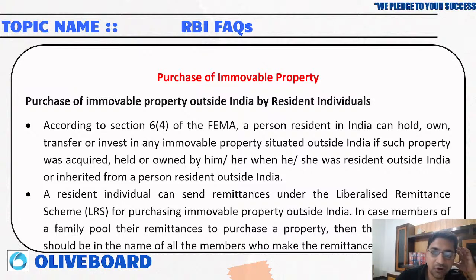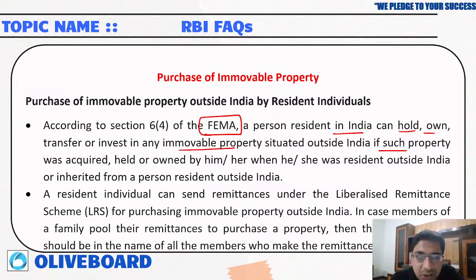According to Section 4 of the Foreign Exchange Management Act, FEMA Act, a person resident in India can hold, own, transfer or invest in any immovable property situated outside India if such property was acquired, held or owned by him or her when he or she was resident outside India, or inherited from a person residing outside India.